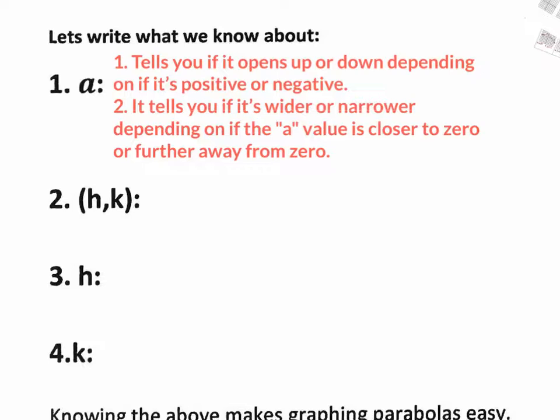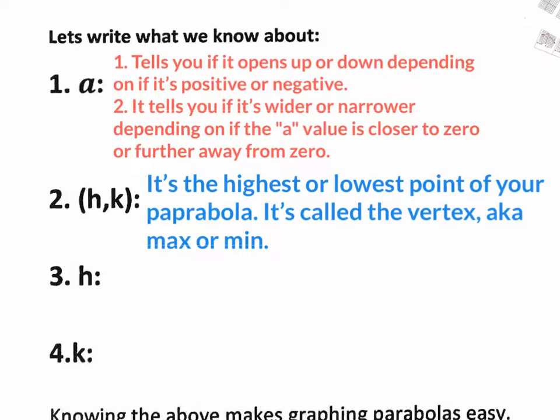Number 2, the h and k value. What did the h and k value tell us on the absolute value function? It told us the highest or the lowest point of your absolute value function. Now right here, it still tells you the highest or lowest point. So the hk is the highest or lowest point of your parabola, but it's called the vertex.